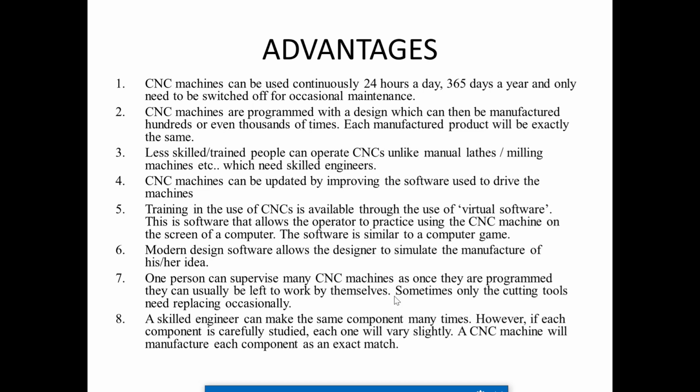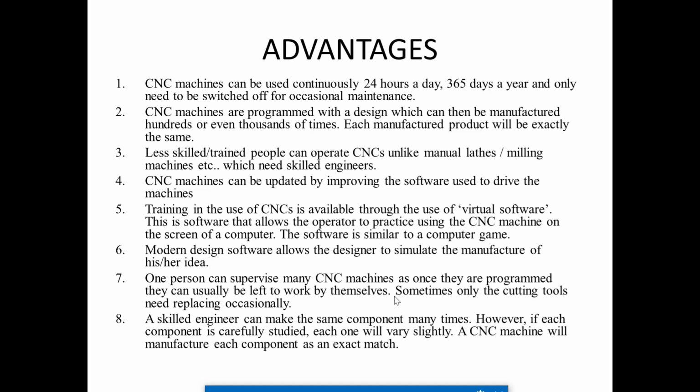Okay, then advantages of CNC machines. CNC machines can be used continuously 24 hours a day, 365 days a year, and only need to be switched off for occasional maintenance. If you use a CNC system, if it is a machine, it is not going to tire, right? Only thing, we have to replace the components. We switch it on for 24 hours, it is going to work for the whole year. So those are very advantageous compared to a manual system. Only when there is maintenance can you switch it off.